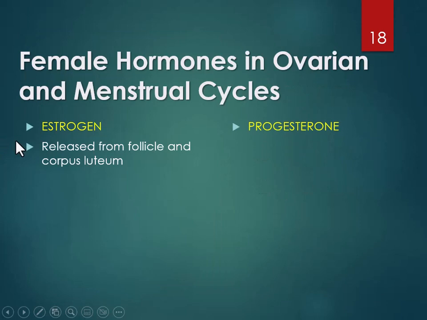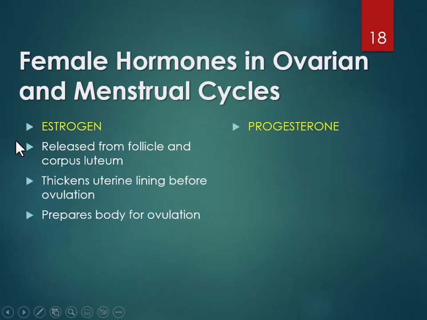All right, so what do estrogen and progesterone do? Estrogen is released from the follicle and the corpus luteum. It thickens the uterine lining before ovulation and prepares the body for that process. It actually inhibits LH, which is the hormone that induces ovulation, until day 14.